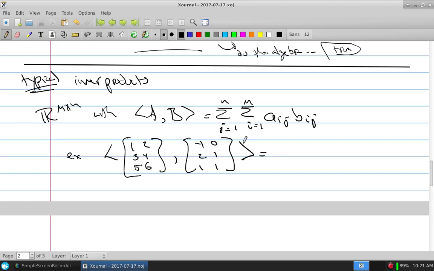Just take same positions. What's 1 times negative 1? Negative 1 plus what's 2 times 0? 0 plus what's 3 times 2? And then 4 times 1? 5 times 1? 6 times 1. And so what's this inner product? 20. It's 20. Just multiply same positions, add everybody up, you get a single scalar value.